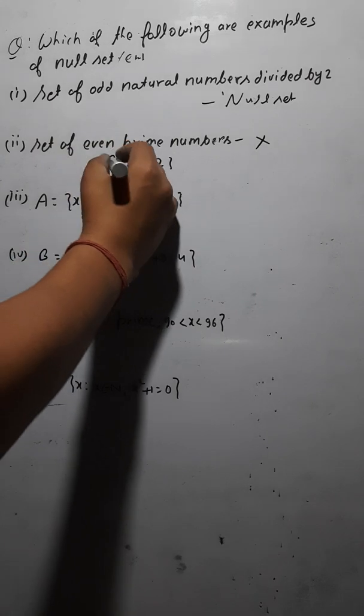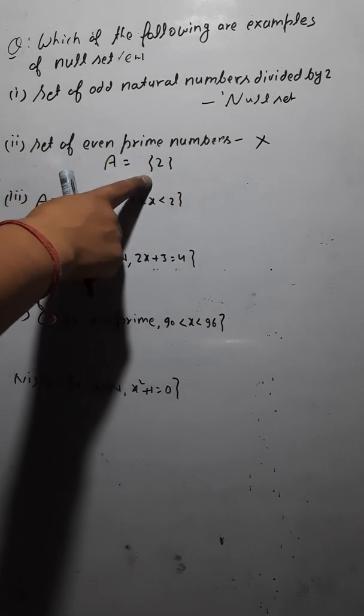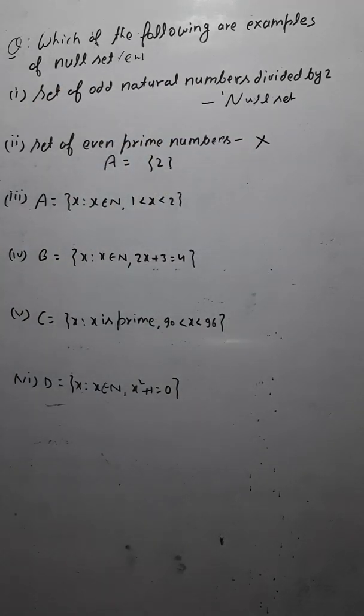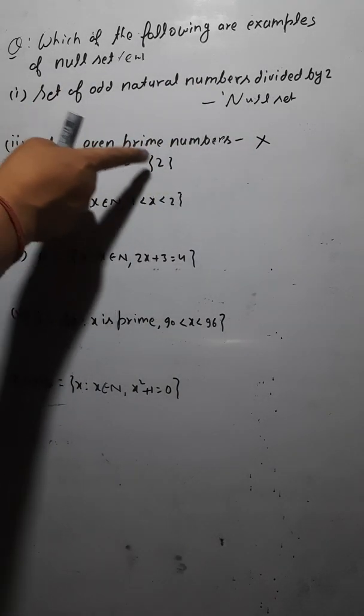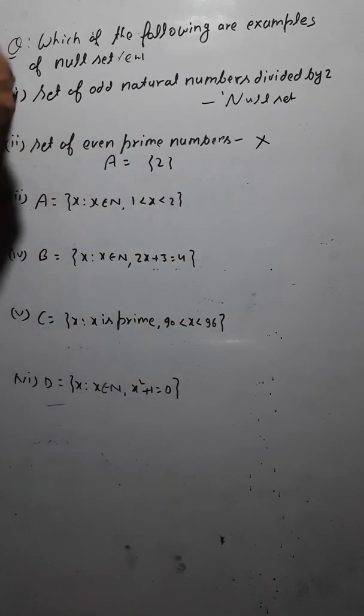So let's say this is the set A. This set would be containing an element that is 2. So it means this is not a null set. Rather, it would be a singleton set because it is having only one element. So this would be an example of singleton set. But we have to find which are null sets. So we are going to cross it. This is not an example of null set.